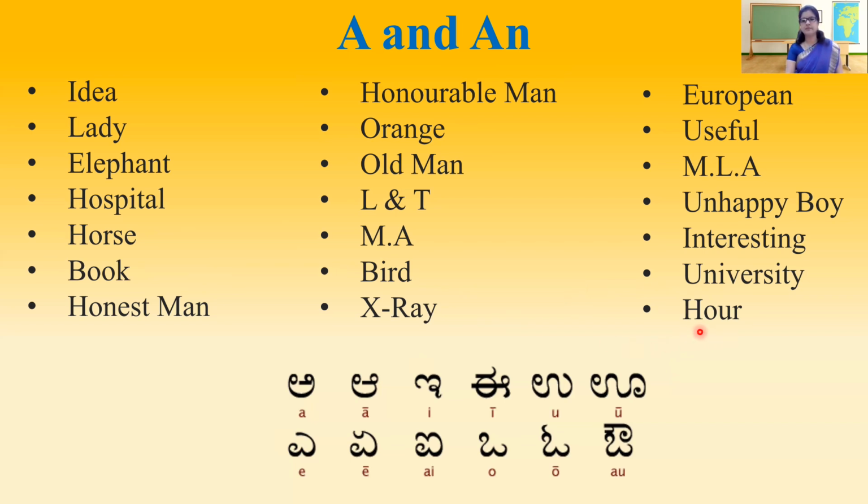HOUR. H here we are not completely pronouncing. H is silent. So an hour. I'll be back in an hour. An hour. Why? Because H we are not completely pronouncing like horse. We are pronouncing here means H is silent. So this is I will be coming in an hour.